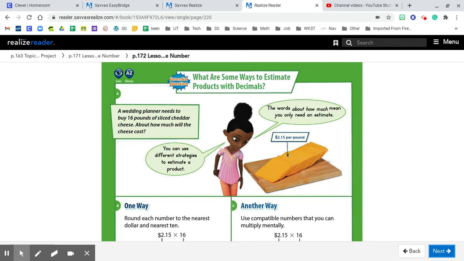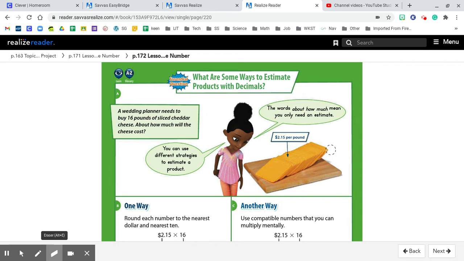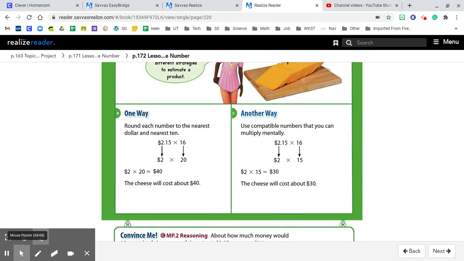A wedding planner needs to buy 16 pounds of cheddar cheese. About how much will the cheese cost? You can use different strategies to estimate a product. The words about how much mean that you want to estimate. So you definitely want an estimate here. And we're saying it's $2.15 per pound.